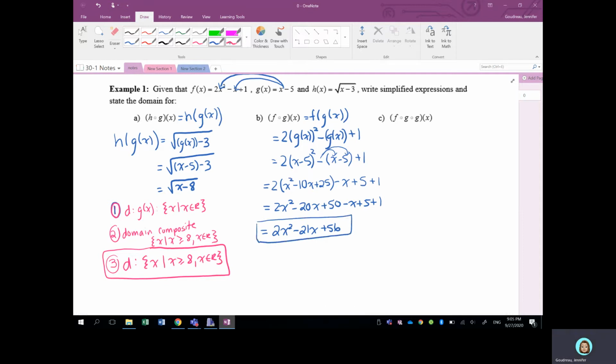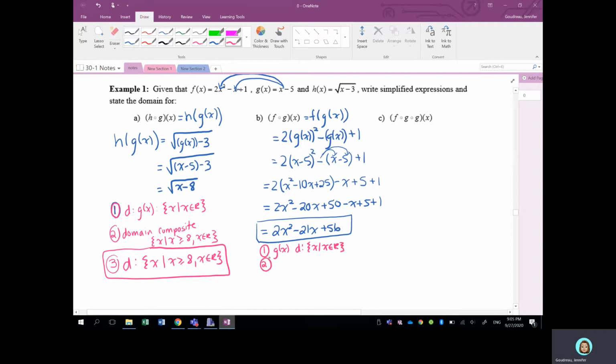Let's decide on what the domain is there. So first of all, we're going to look at the domain of the inside function. So we're going to check out g at x. Its domain, again, it's linear. We already talked about it before. x is an element of the reals.